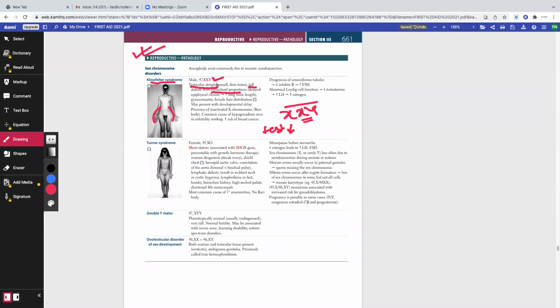And as we know that the testicles are responsible for the production of your testosterone. And since these males have testicular atrophy and testosterone production is decreased, luteinizing hormone production is increased, right? Because LH is directly responsible for inducing the release of testosterone.